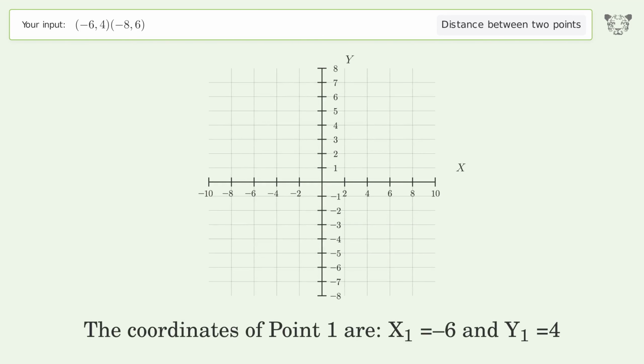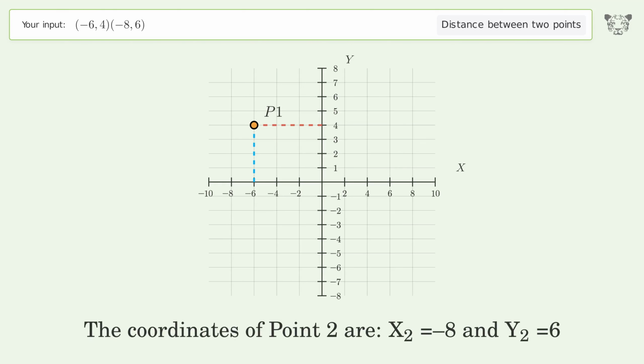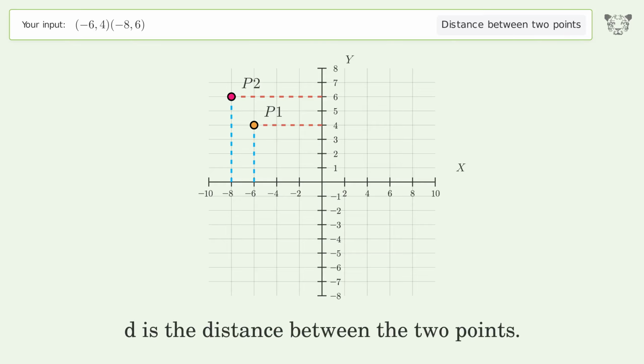The coordinates of point 1 are x1 equals -6 and y1 equals 4. The coordinates of point 2 are x2 equals -8 and y2 equals 6. D is the distance between the 2 points.